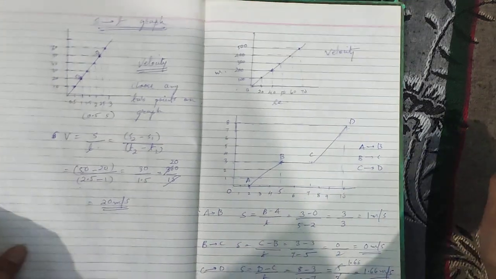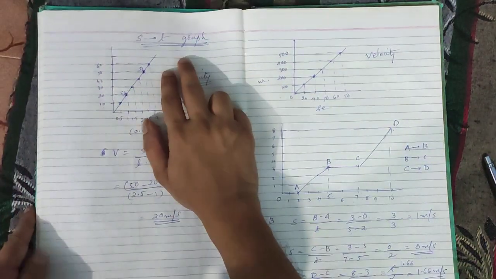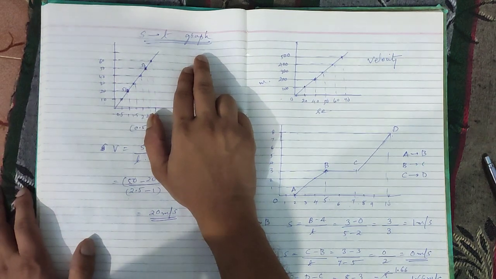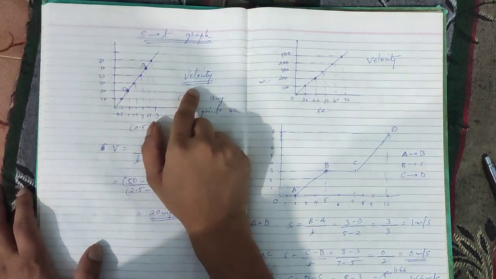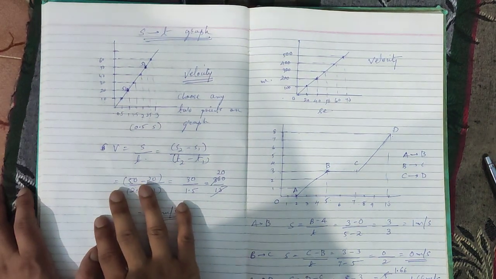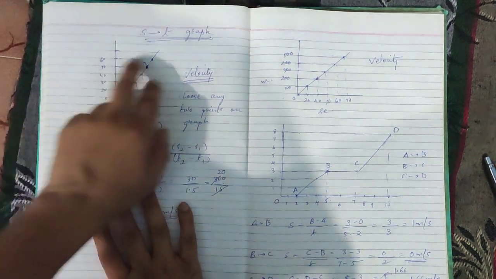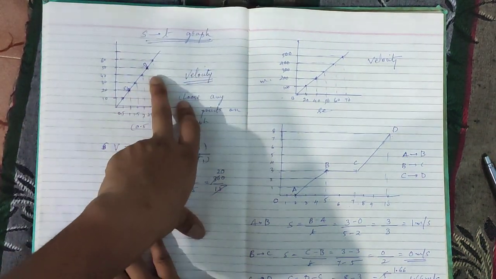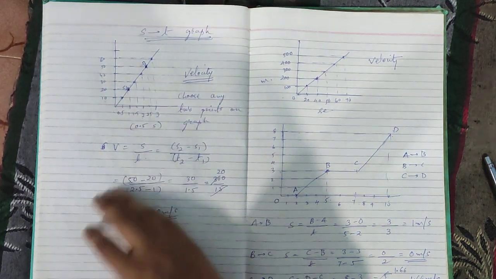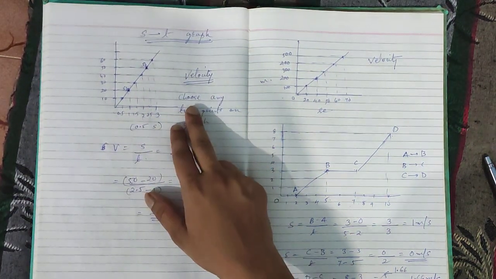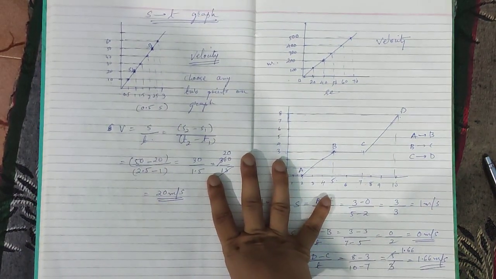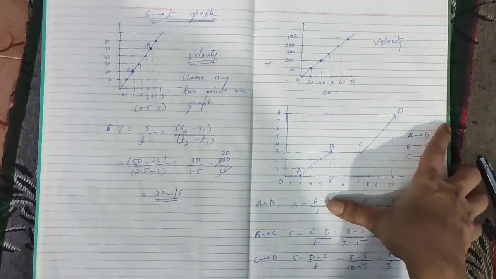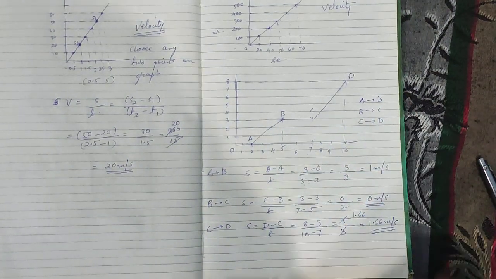So what have we studied today? We studied that using the distance time graph of an object which is in uniform motion, remember, this velocity can only be found out if it is in uniform motion. So using the distance time graph of an object in uniform motion, we can find the velocity of the object by choosing any 2 points on the graph. This is what we have studied, and this is the example of the numerical that we solved today.